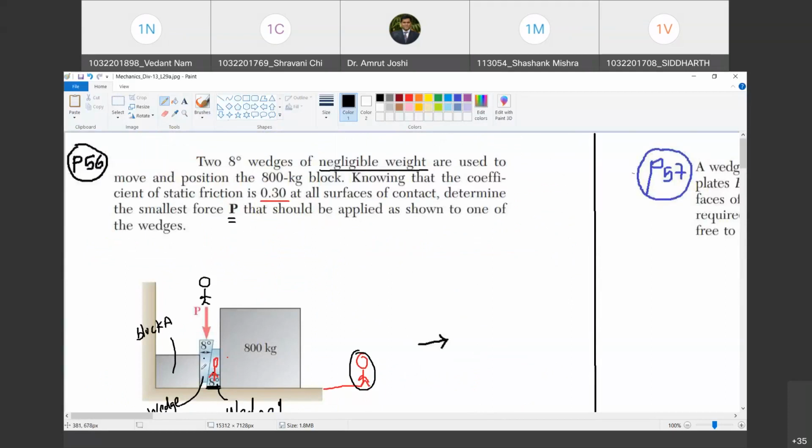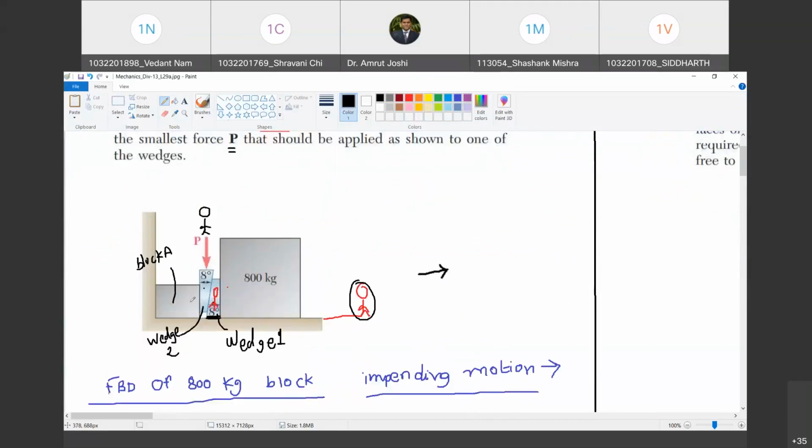So block A will apply two kinds of reactions on this wedge. One is normal and another is frictional. Why will it apply a frictional reaction? Because when I drive this wedge P down, there is going to be a tendency of relative sliding. This block is not touching the ground. Are you able to understand that? Yes, sir. There is a difference between the free body diagram of wedge number 1 and wedge number 2. In wedge number 1, there was no sliding motion between the 800 kg block and wedge 1. But here, there is going to be a vertical sliding motion between block A and wedge 2. Are you with me? Yes, sir.